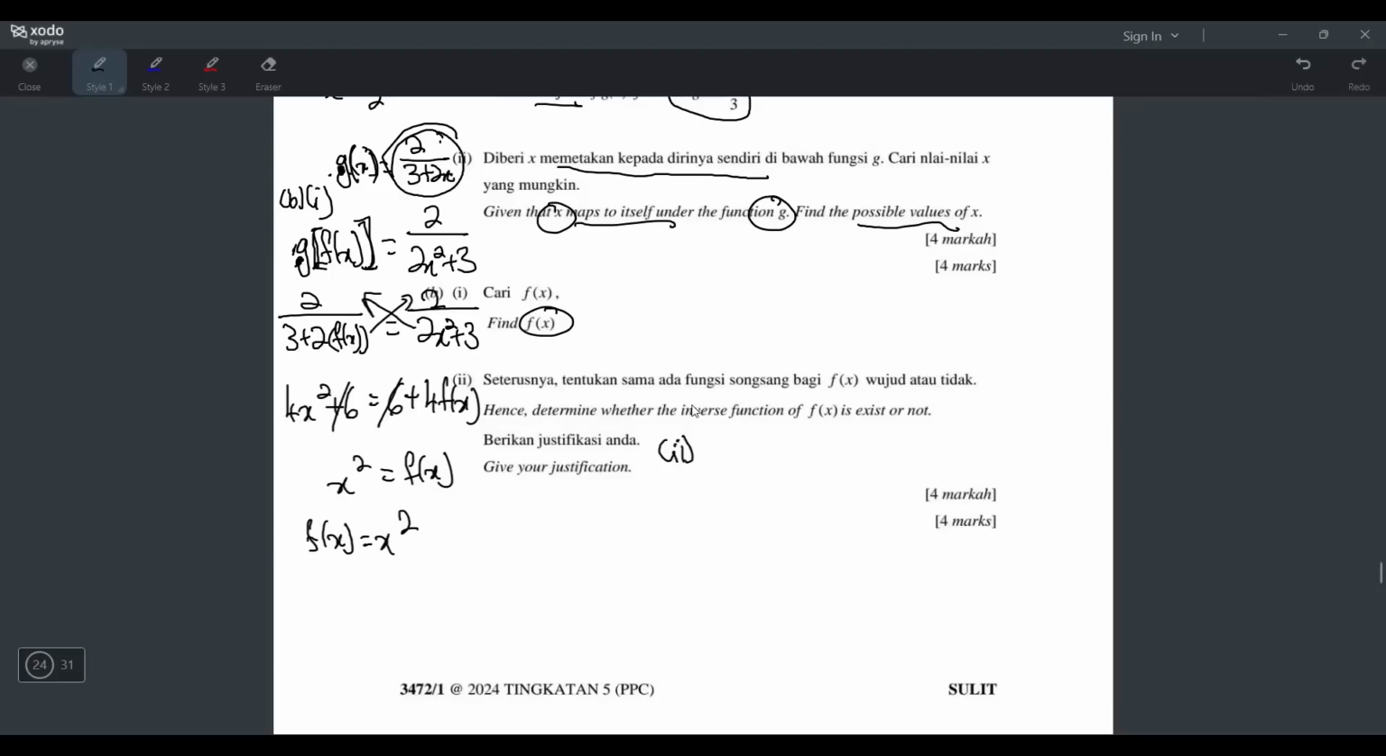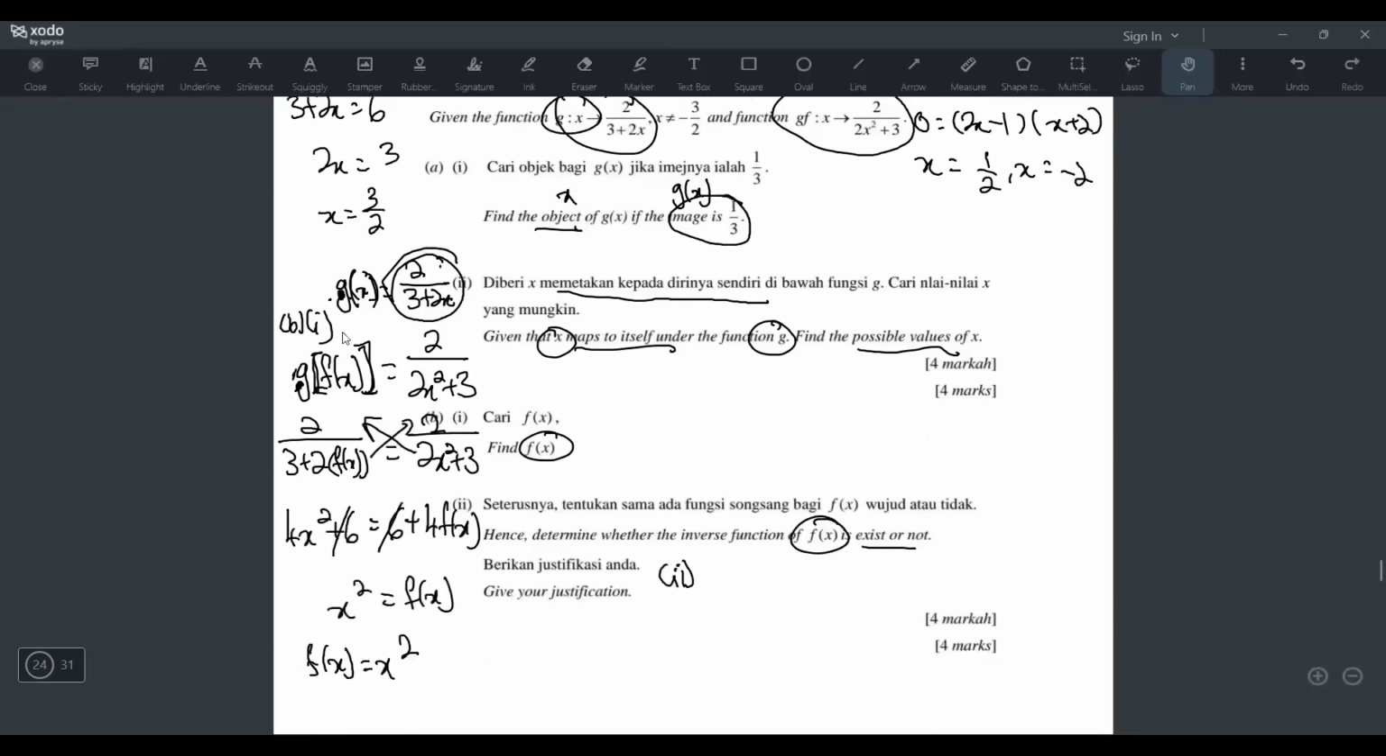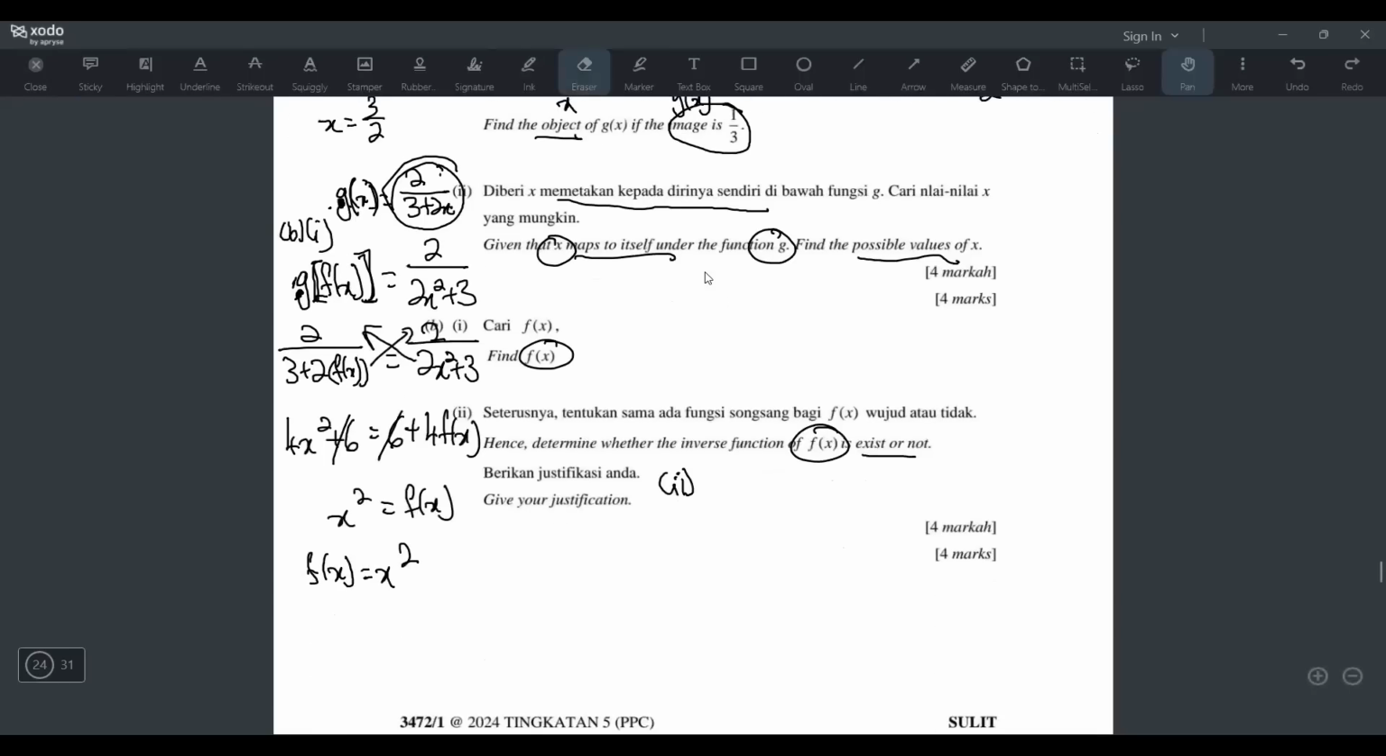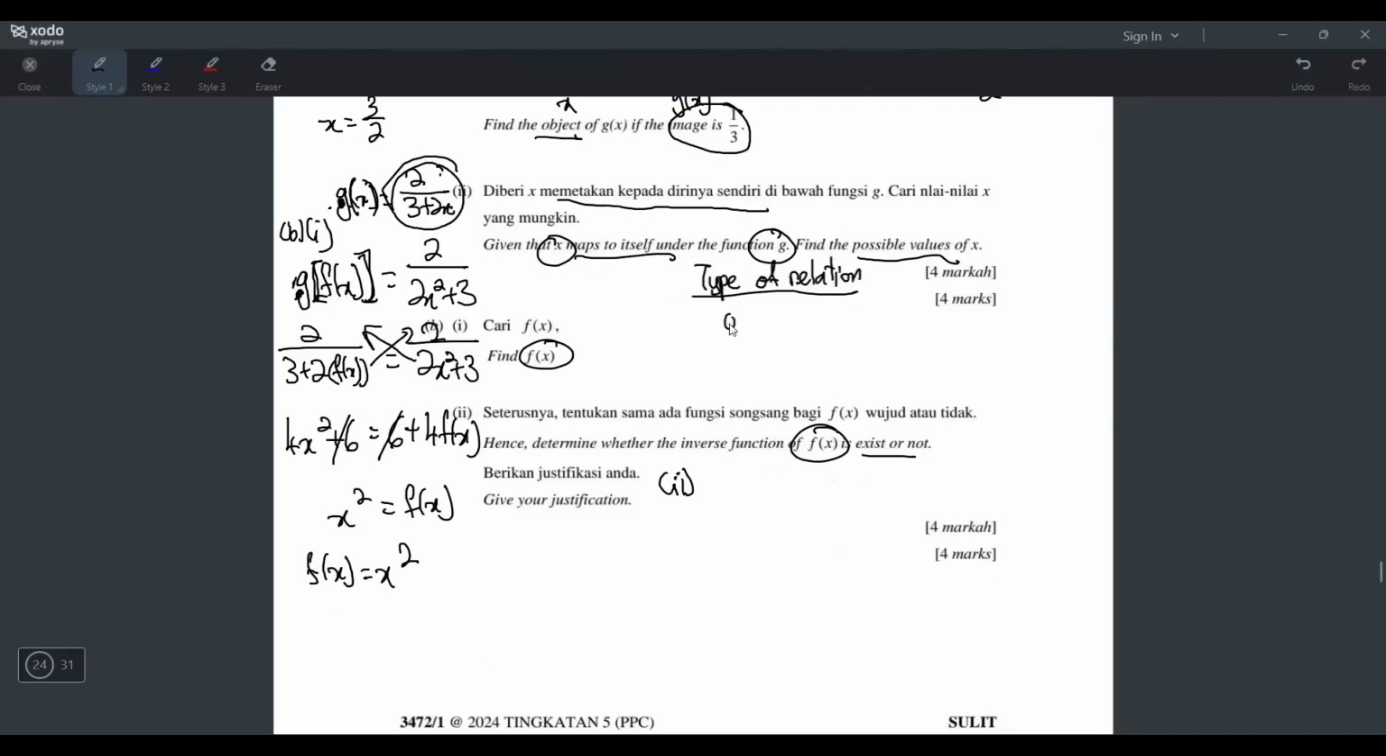Okay, number 2. Hence, determine whether the inverse function of fx exists or not. Give your justification. So how do we know whether this function has an inverse or not? Okay, let's talk about type of relation. Let's talk about type of relation. So type of relation, you learned there are 4 types, right? Do you remember what are the 4 types? 1 to 1, many to 1, 1 to many, many to many. And we need to know that only 1 to 1 and many to 1 are considered function, right? Okay, and what's the definition of function?